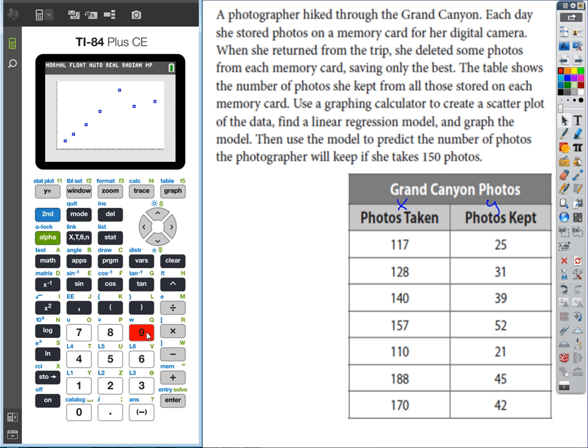There's my scatter plot. Okay, tomorrow we'll look at how we can take that scatter plot and come up with the best fit line. So turn in your calculators.